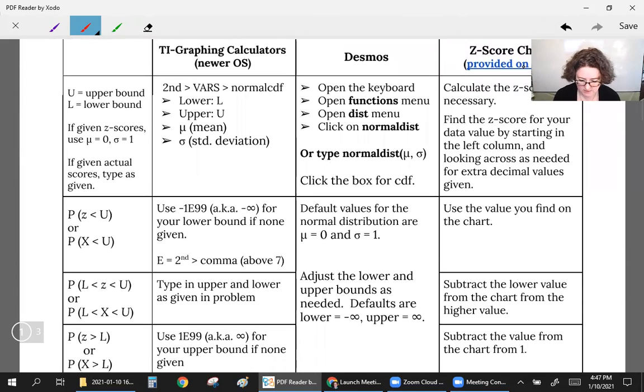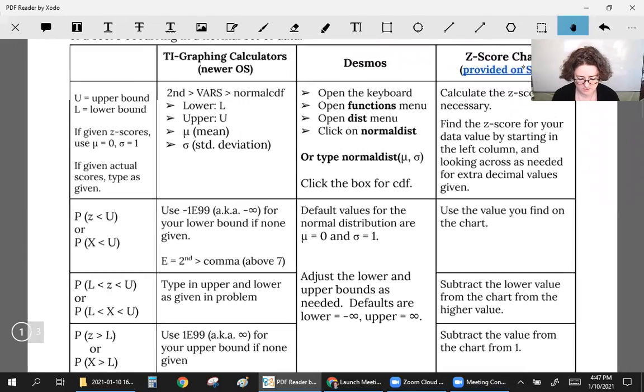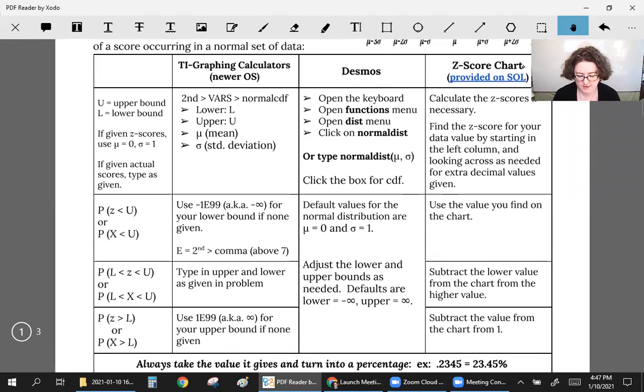Let me shrink this down a little bit. So that's your first column in the chart. The second column is the Desmos rules or steps that we're going to be following as we do our examples today. And then there's also a z-score chart that's provided on the SOL. If you open the organizer file, you can click on that link and it will take you right to that z-score chart, or open the packet of notes that I put at the beginning of the unit, and it has that same chart.